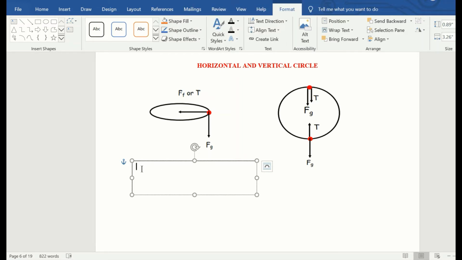And please note that this circle right here is called the horizontal circle. I'm saying that in a horizontal circle, the weight, which is Fg, does not interact with the tension, or with the centripetal force, and it is perpendicular to the tension.